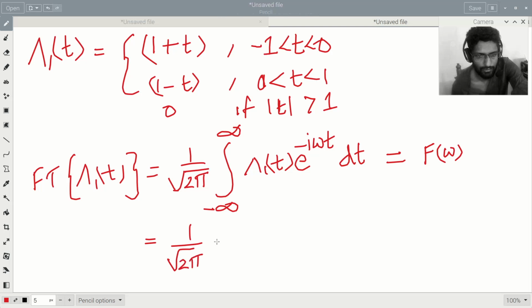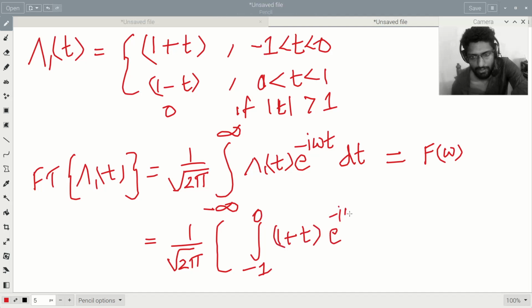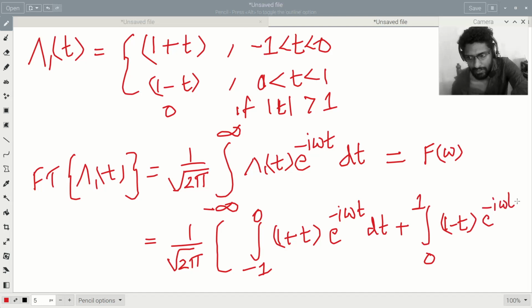Okay, now the limits from minus 1 to 0, where the value is 1 plus t, into e raised to minus i omega t dt, plus we have 0 to 1. From 0 to 1 it's equal to 1 minus t times e raised to minus i omega t dt. Now what we are going to do is that we are not going to evaluate these two integrals separately, but we are trying to mix them together some way. We are trying to put them together, write them together. Okay, that is our approach.